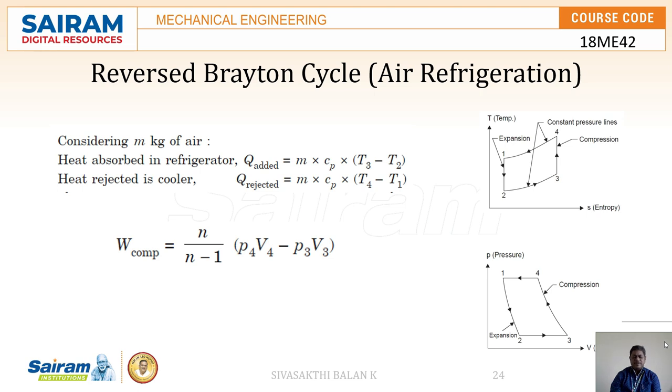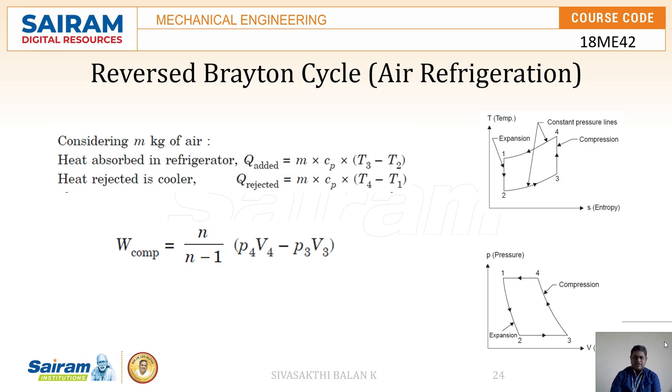Let us see how to derive the COP for the reverse Brayton cycle. First, we assume that m kg of air is circulating as the working medium in the system, and the amount of heat absorbed by the working medium is represented by m Cp delta T, where m represents mass, Cp represents the specific heat of the air, and delta T is the temperature difference between the end and the exit of the process.